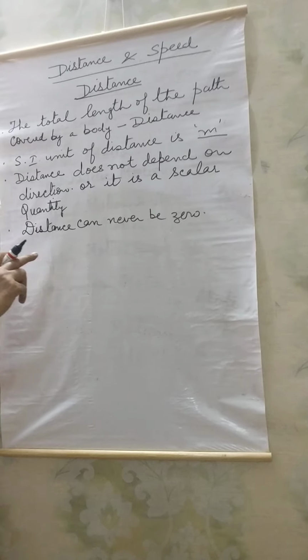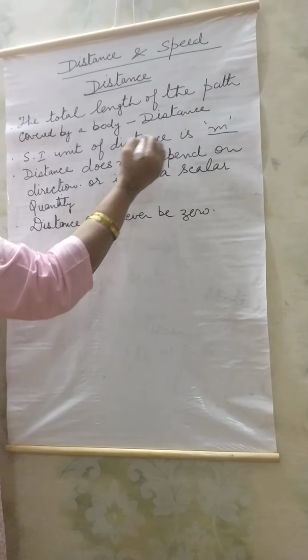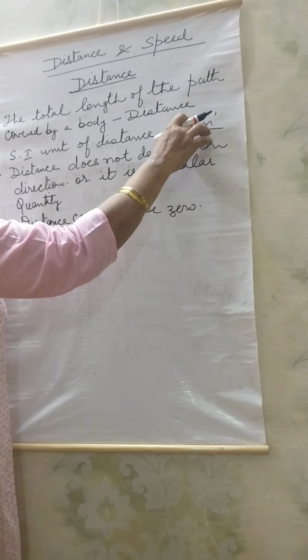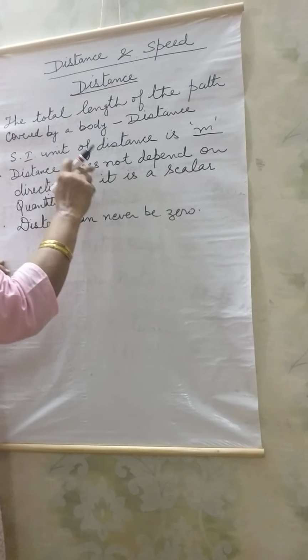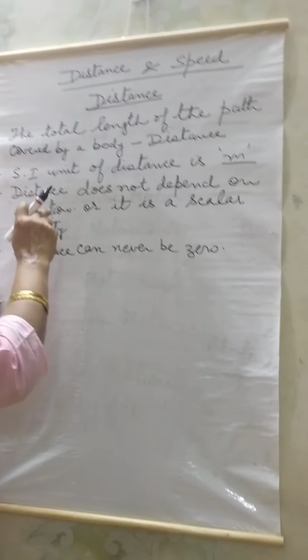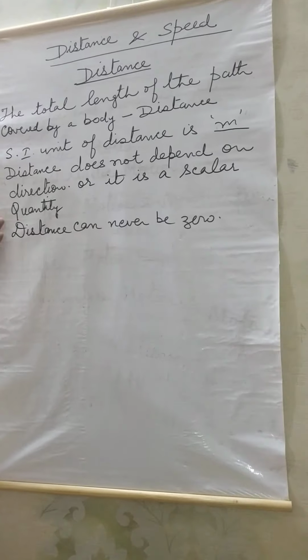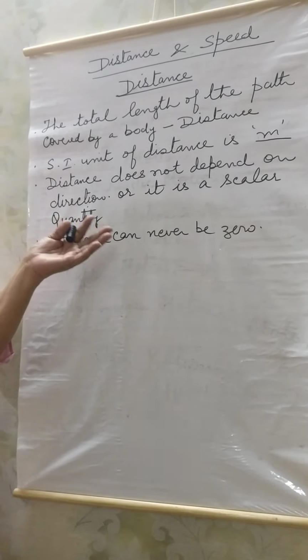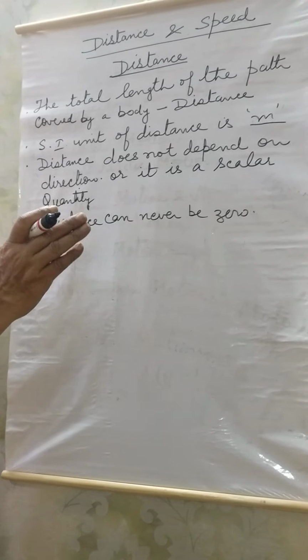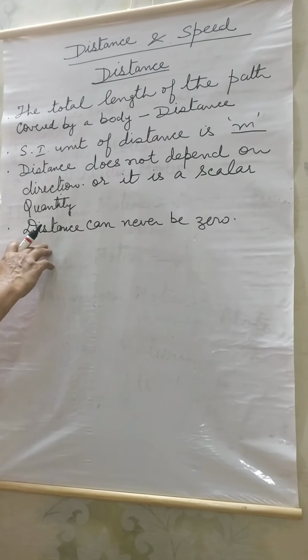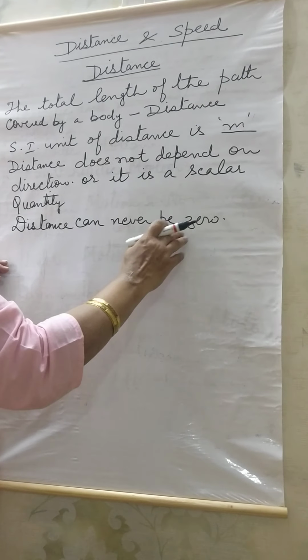This was about distance. SI unit of distance is meter, and distance is not depending on the direction. In any direction you cover a path, you say you have covered the distance. And lastly, distance can never be zero.